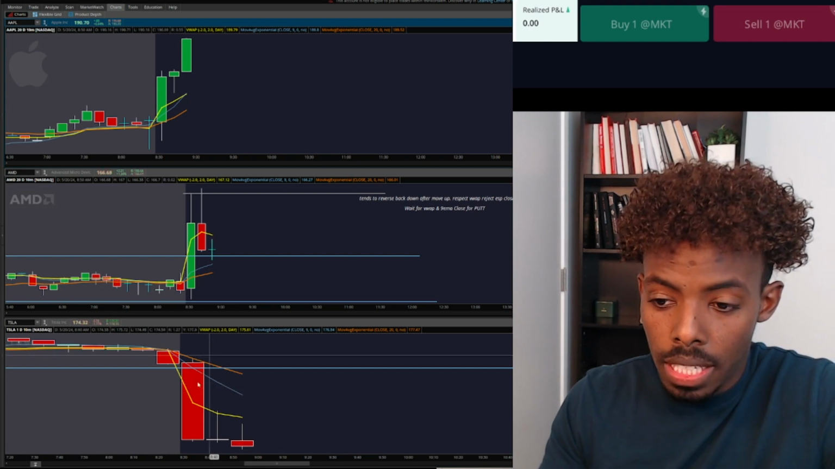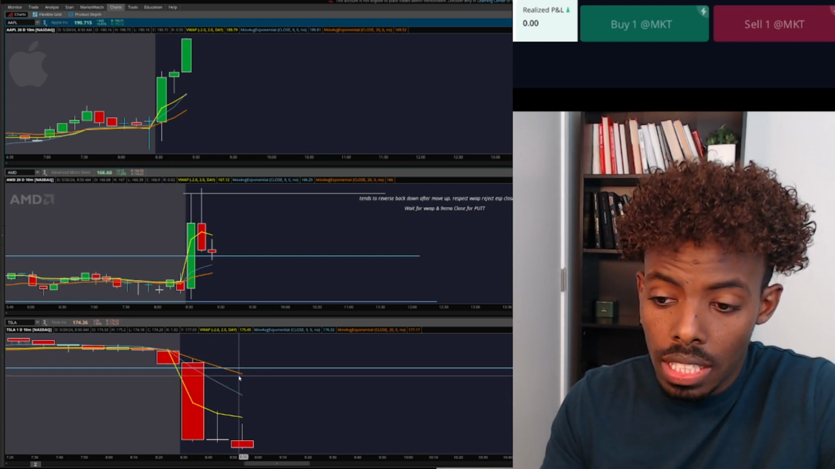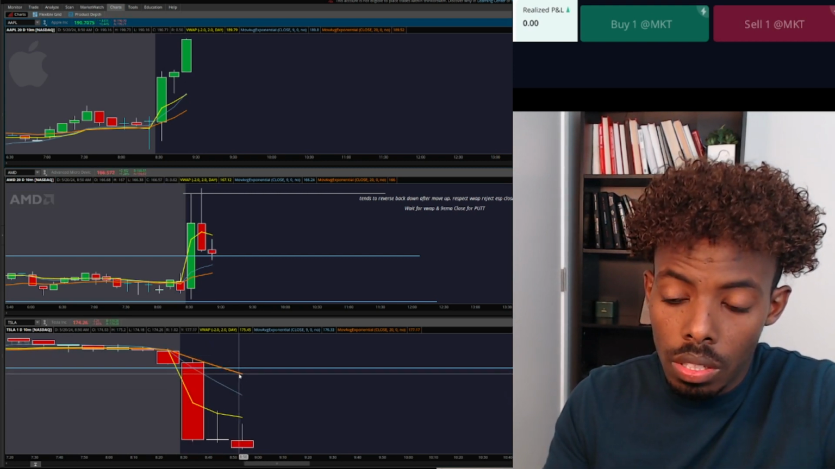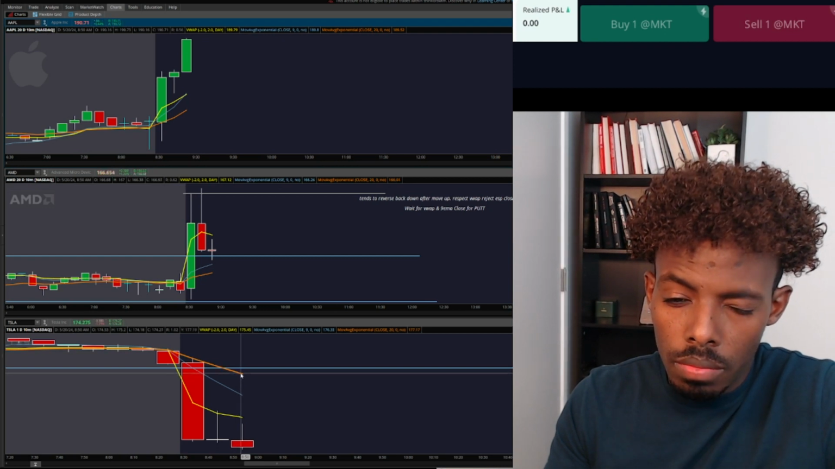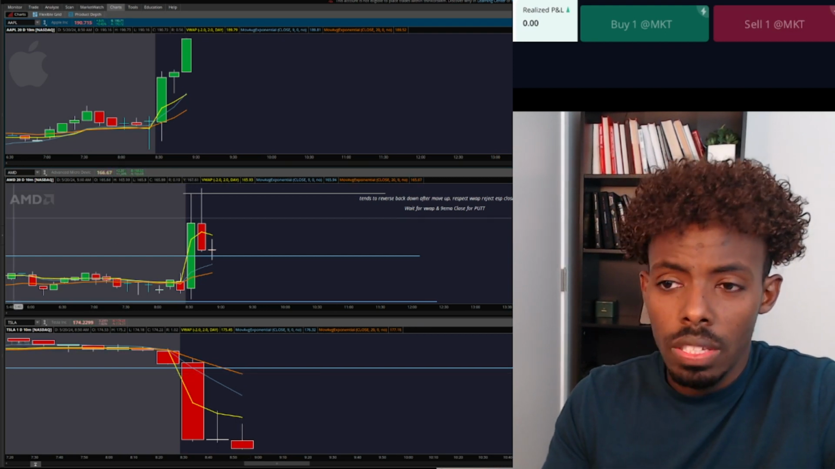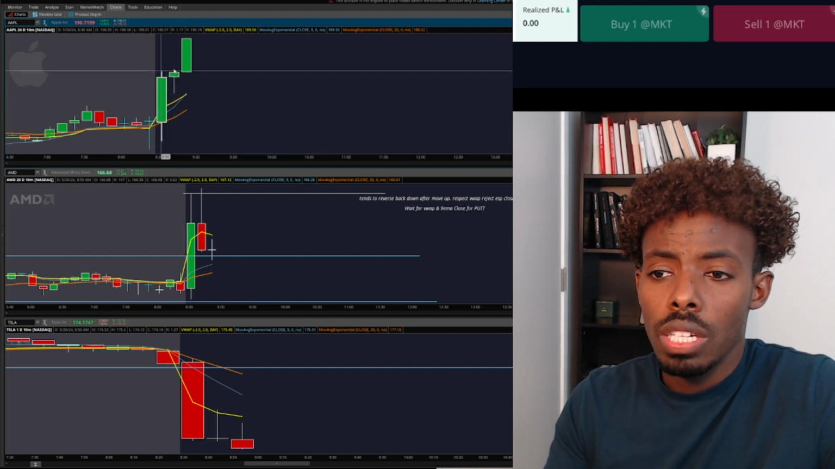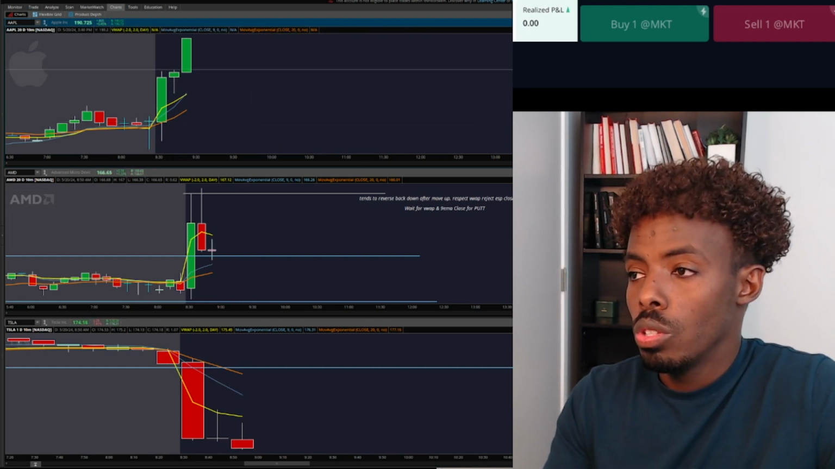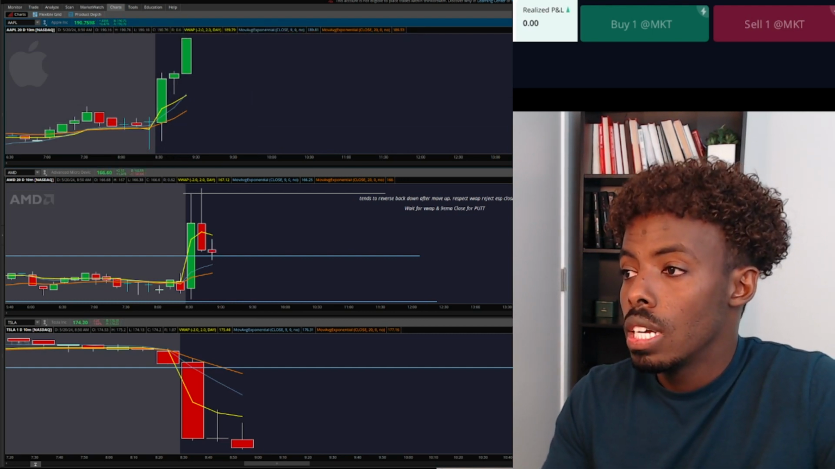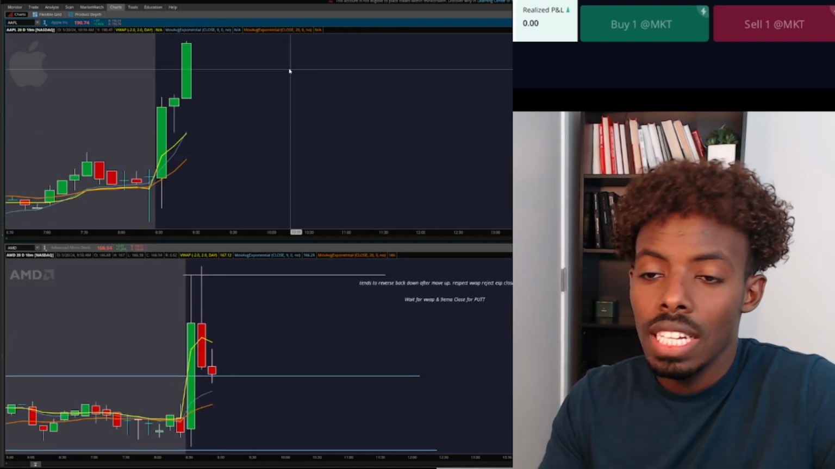I say that because this setup tends to go to the 20 EMA. I can give you a lot of examples of the previous. Since we're not looking at Tesla, Apple right now, we'll use another screen to show that example, right?